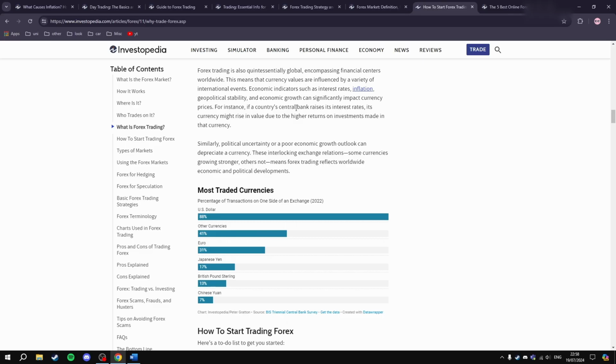This means that currency values are influenced by a variety of international events. Economic indicators such as interest rates, inflation, geopolitical stability, and economic growth can significantly impact currency prices.